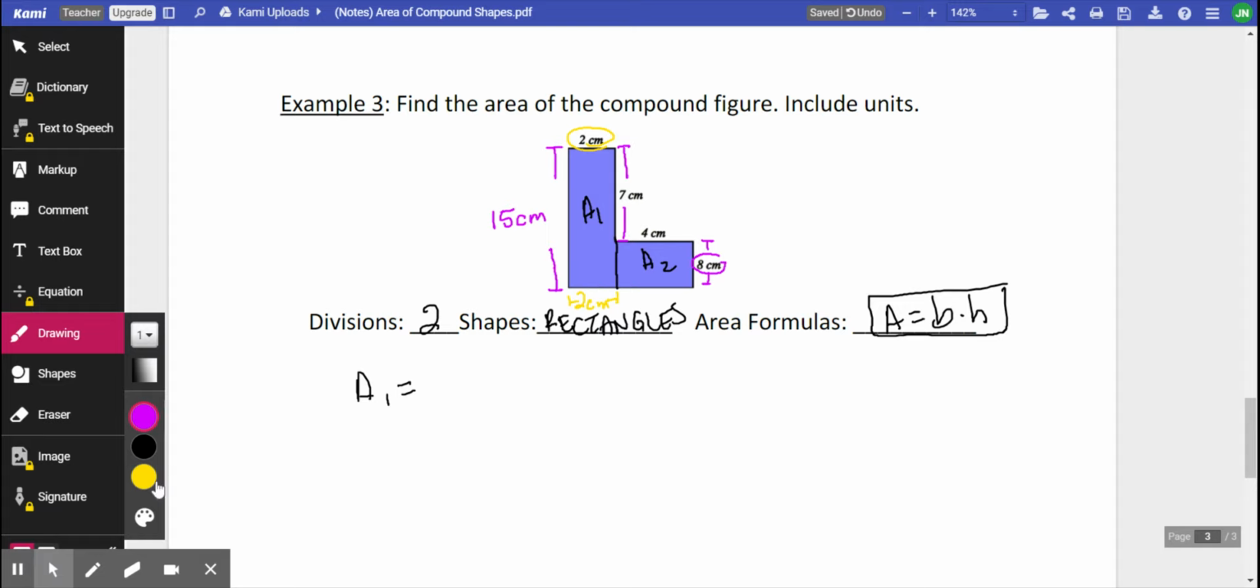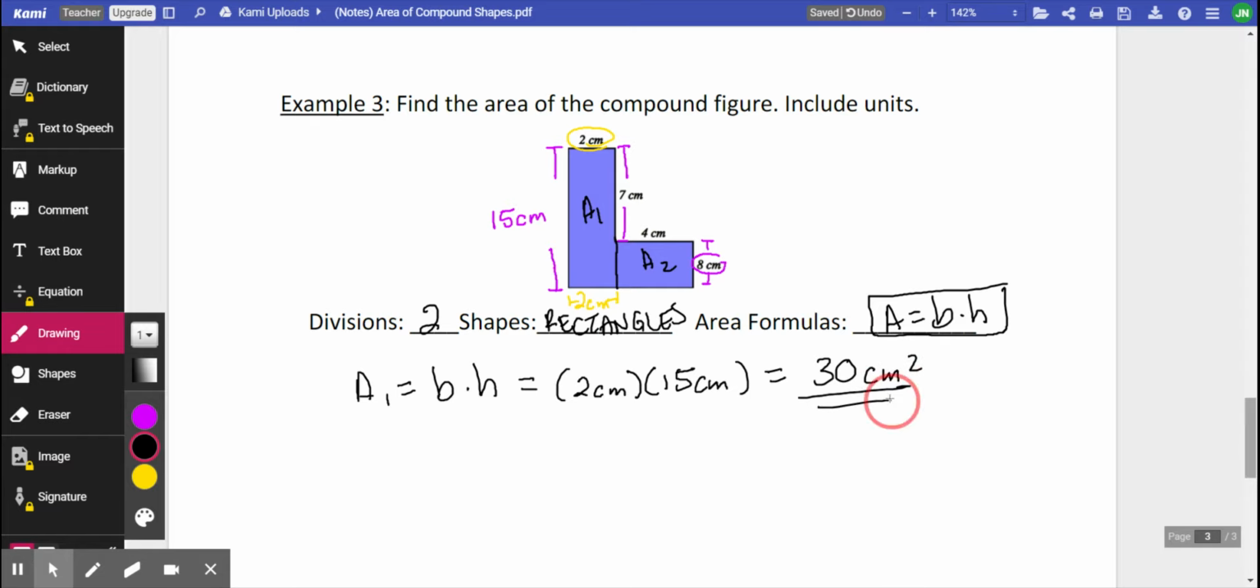Now that I have my base and my height, then I can plug it into my formula. So B times H. So then A1 is equal to 2 centimeters multiplied by 15 centimeters for A1. And that's going to be 30 centimeters squared. So there you go. I have one of my areas. Now I just have to find the other one.